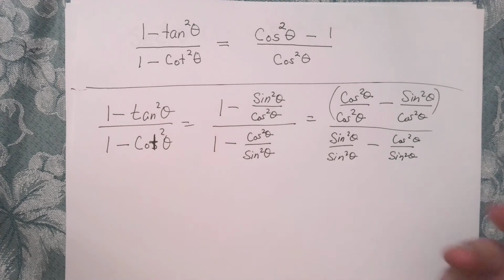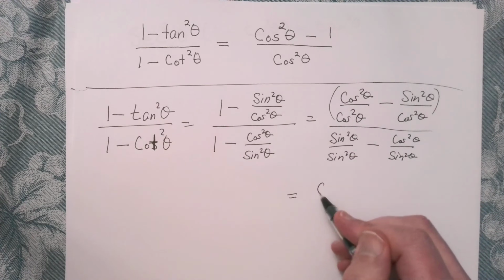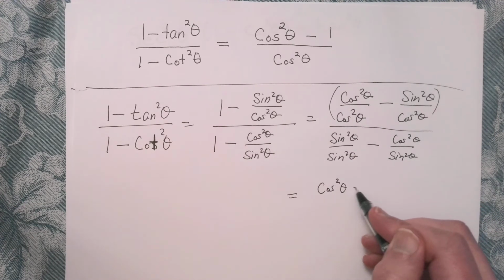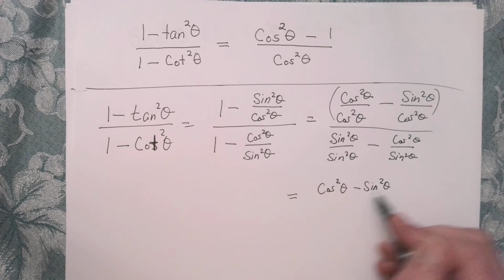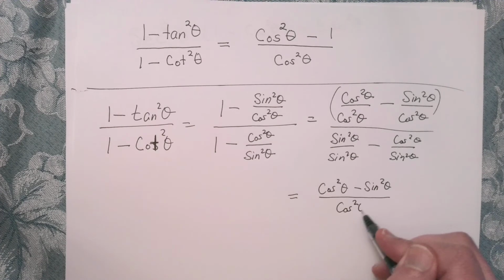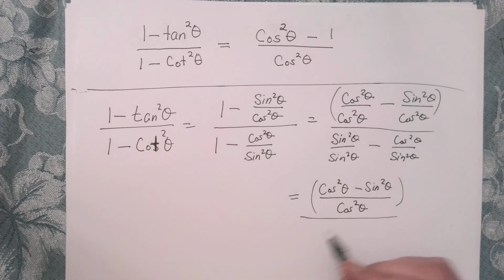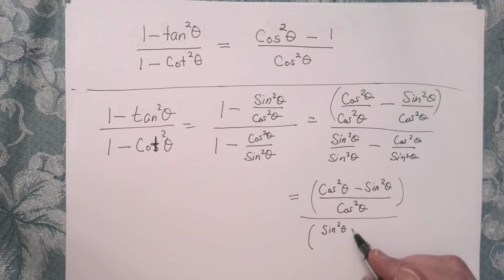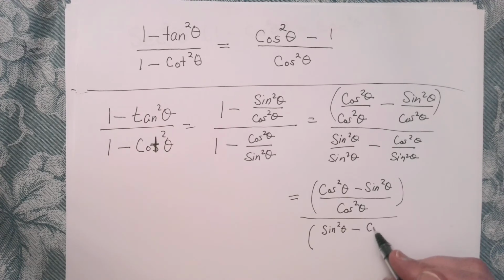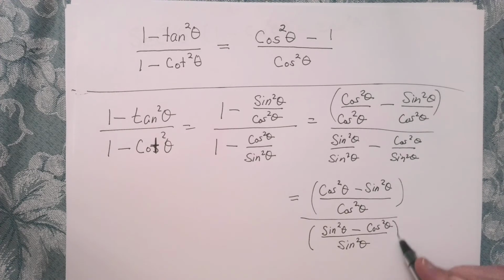Okay. Let's write these with their common denominators. So the numerator will be, looks like, cosine squared of theta minus sine squared of theta over a single denominator, right, of cosine squared. And then downstairs in the denominator here, I'm going to have, looks like, sine squared of theta minus cosine squared of theta over a common denominator of sine squared of theta.